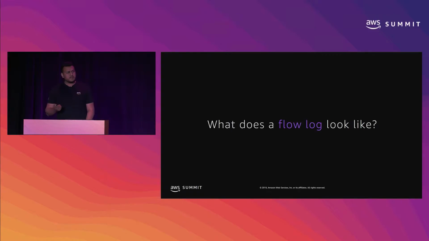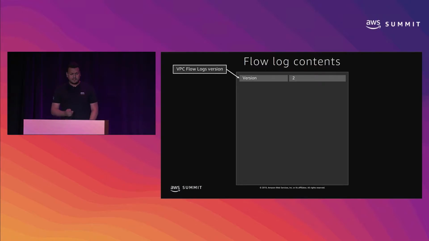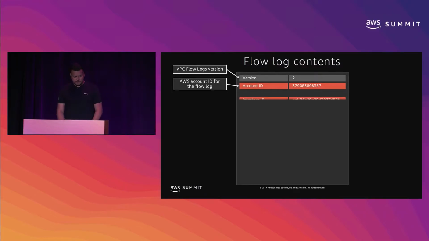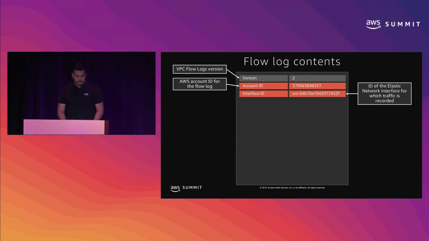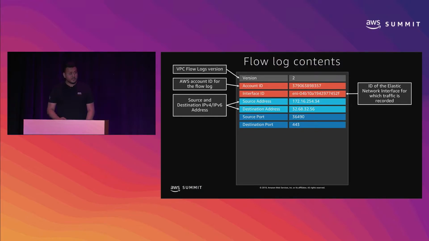Maybe some of you haven't checked that out before, but essentially the contents of a flow log are pretty simple here. We're going to build this out. First, the flow logs version, which is currently version 2. The account ID, so understanding what account generated that flow log. Also the interface ID, which is the ENI's ID, so understanding what ENI generated that. The source and destination address, and also the source and destination port, so understanding that flow.